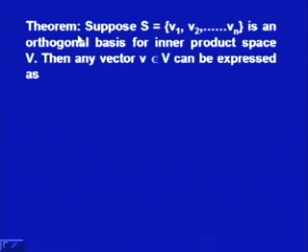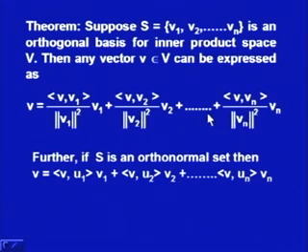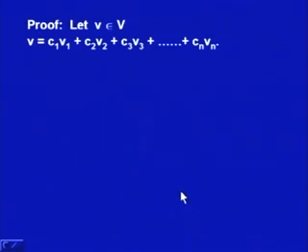Now, another result. Suppose S is equal to v1, v2, up to vn is an orthogonal basis for the inner product space V, then any vector v belonging to V can be expressed as this. Let us try to prove this. There is one more result in this. Further, if S is an orthonormal set, then all the norms will be 1, so it is nothing but v equal to the inner product of v comma u1 multiplied by u1 plus the inner product of v comma u2 multiplied by u2 plus the inner product of v comma un multiplied by un. So, let us try to prove this.